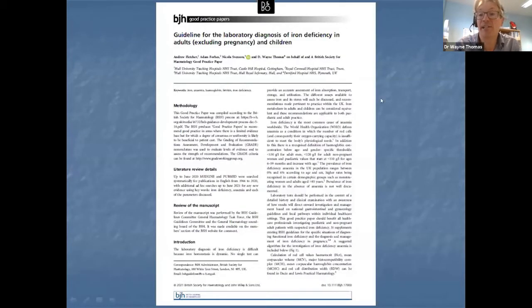So for your information, there's a new guideline which is hopefully going to be published very soon. It's out as an e-publication at the moment, but it's going to be published in the British Journal of Haematology by colleagues from the British Society of Haematology Guidelines Group, and it's related to how laboratory diagnosis can be made in adults and children, excluding pregnancy, because we have one related to pregnancy already, but that one should be published anytime soon in the British Journal of Haematology and will be on the BSH guidelines page when it comes out.